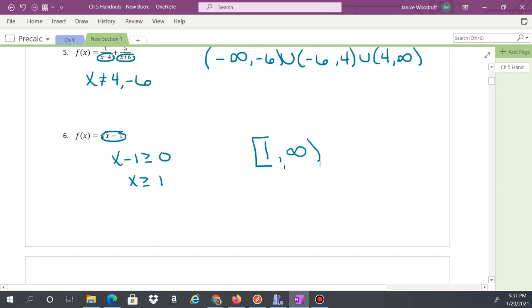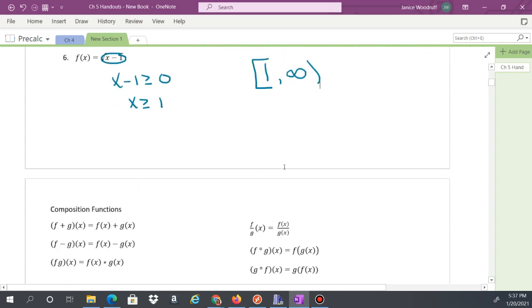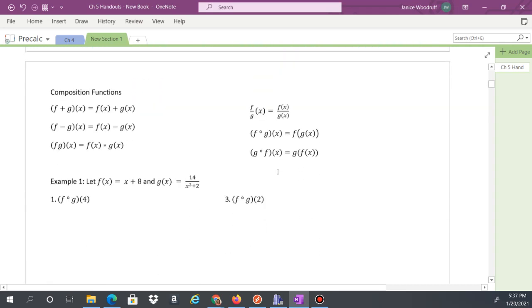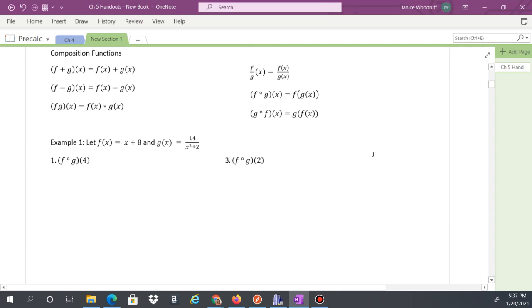Okay, so let's take a look at composition functions. You're going to have functions named f of x, g of x. You can do some compositions with them. So f plus g of x, you're adding the two functions together. f minus g of x is f of x minus g of x, whatever order they're in. If it was g minus f of x, you would do the other order.